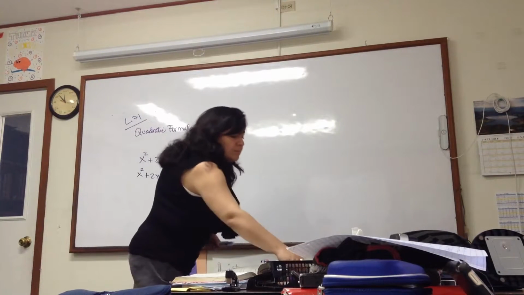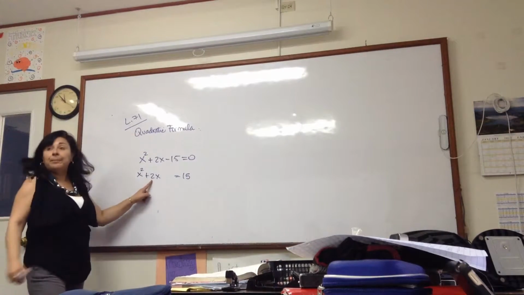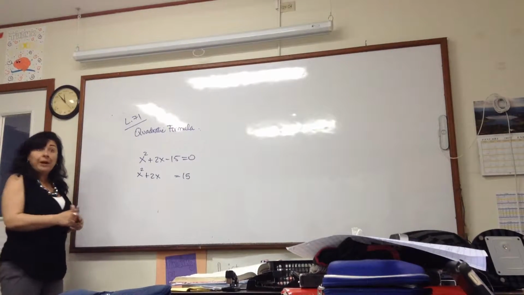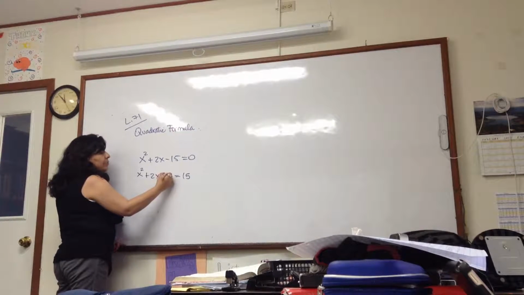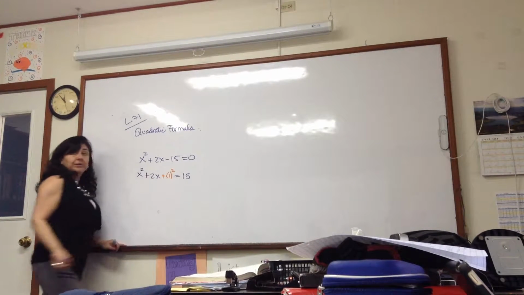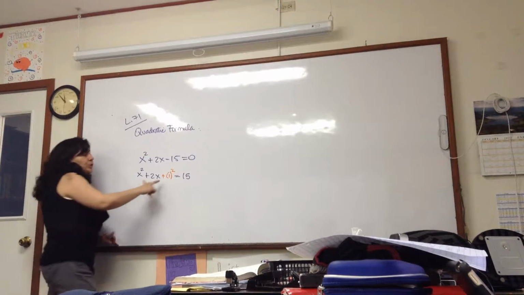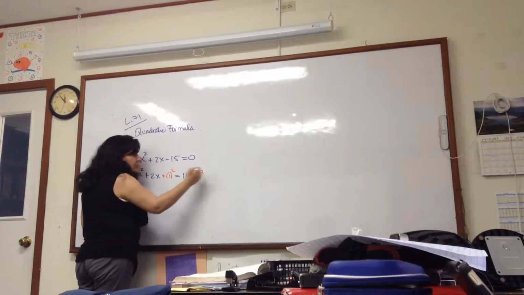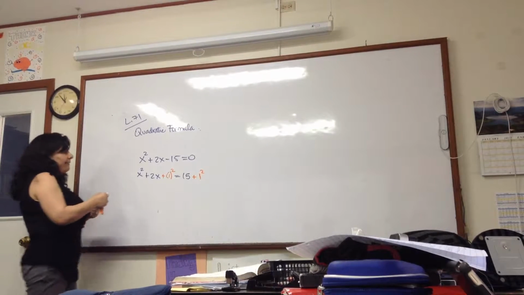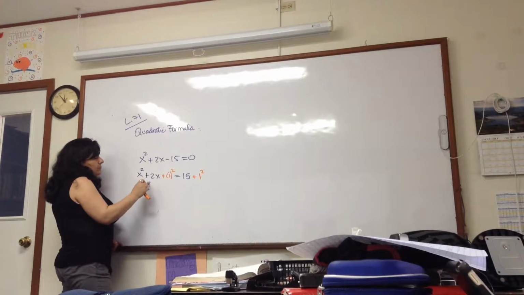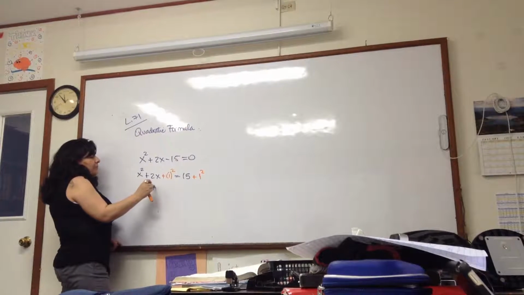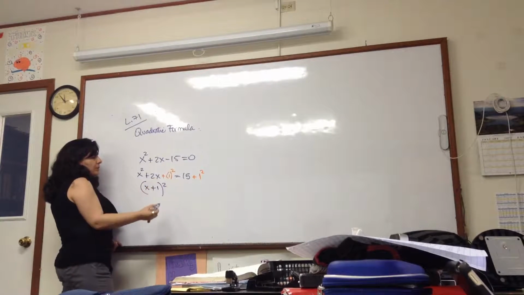You would take this number, 2, divide it by 2, and then you would square it. Plus 1 squared, because you take half of this. And what you do on one side, you do to the other. So I would have x squared plus 2x plus 1, which is x plus 1 squared.